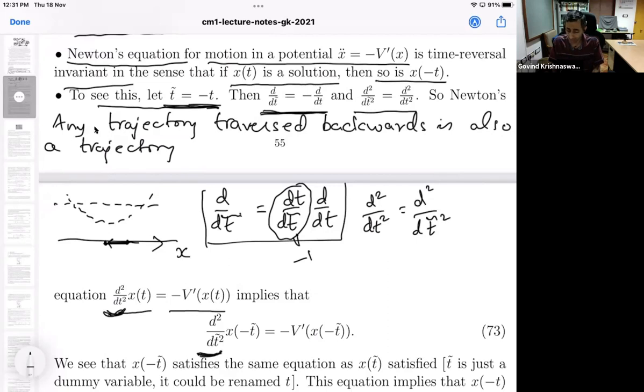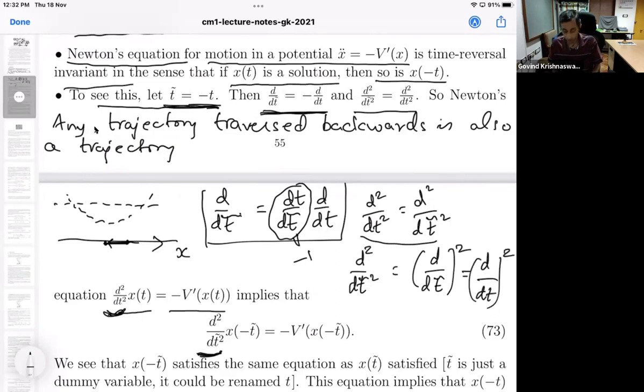By the way, if you didn't catch why this is the case, please observe that d squared by dt tilde squared is simply the square of this operation. You apply it twice. That is what we mean by the second derivative. You simply apply it twice. It's a square. And therefore, that minus sign goes away. So that is all there is to it.